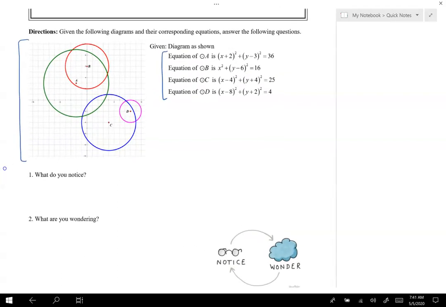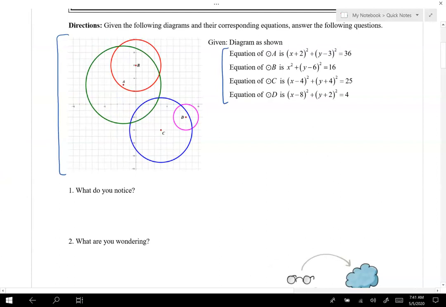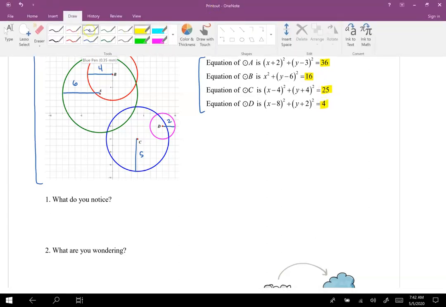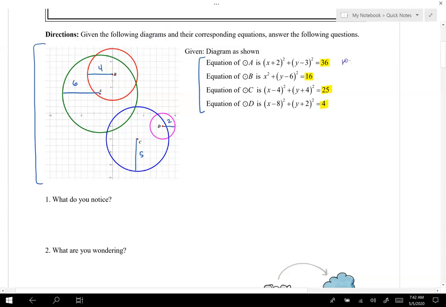All right, after looking at it, I hope you noticed a few things. If I look here at all the radii, I'm going to actually draw them in. Radius of A is 6, radius of B is 4, radius of circle C is 5. That was a bad drawing, but that's okay. Radius of circle D is 2. Where do the radii show up in the equations? If you look at the numbers on the right side of the equal sign, the radius pops up there.